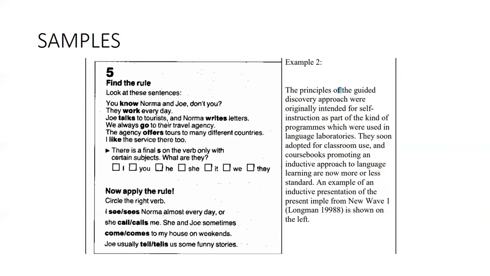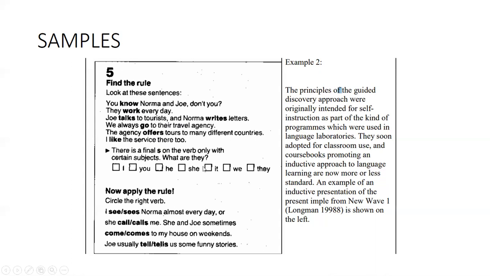It is a find the rule activity. What you do is, look at the sentences. So you read the sentences. Meaning to say, the sentences here are bolded or darkened to emphasize what they want. These are just course books or workbooks. It is not taught face to face or verbally. So if I were the student, they bolded work, talks, writes, go, offers, like, hmm, so what is this? So there you have to choose.